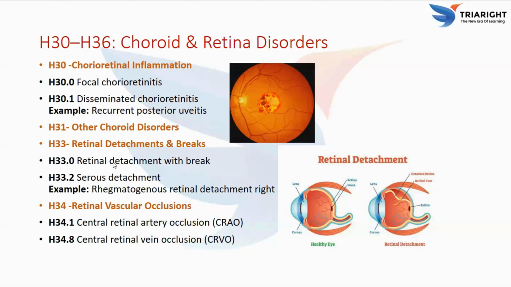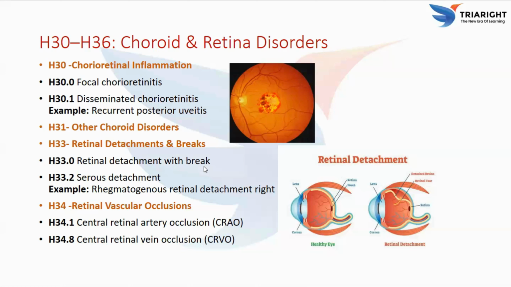So H33 is for retinal detachment and break. Retinal detachment is a medical emergency. The retina separates from its underlying blood supply, where the vision loss occurs quickly. There are three main types of retinal detachment: rhegmatogenous, tractional and exudative detachment. But there are only two important categories over here.